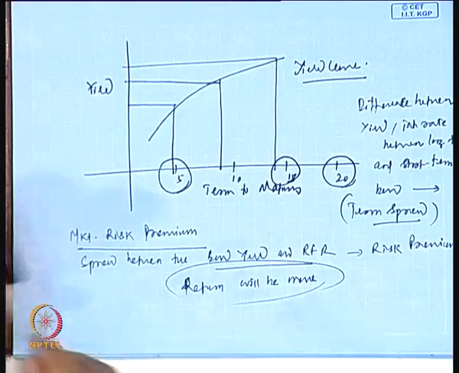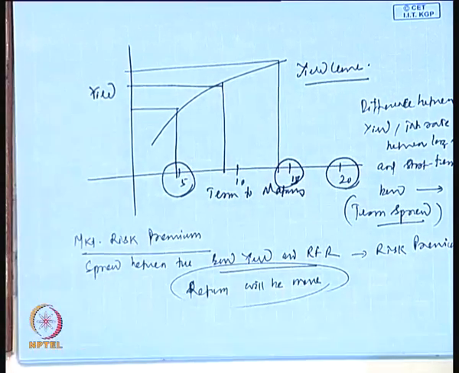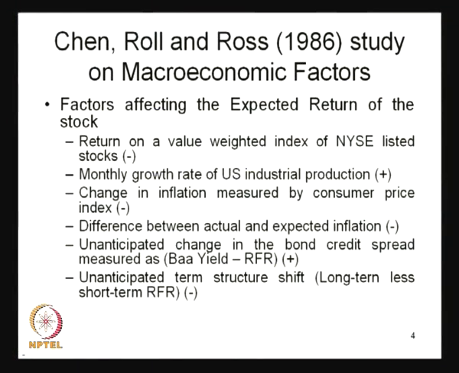What Chen and others are trying to explain is that if there is anticipation or expectation of a change in the short-term and long-term interest rate differential, then it will also have an impact on the stock return, and according to them it will have a negative or inverse impact on the expected return of the stock.